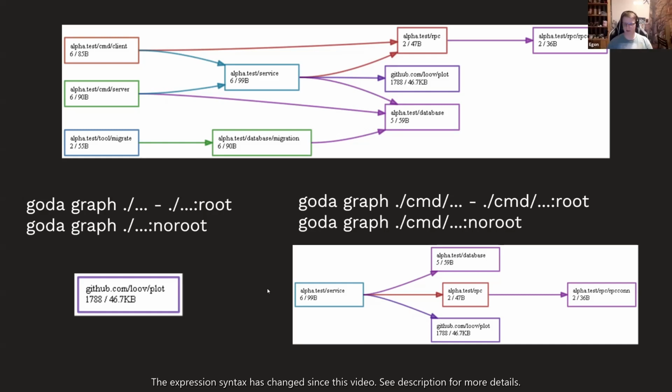And of course, you can start combining them. Like here, you can say, give me the command entry point dependencies, right? Which effectively selects your dependencies, but without the command entry points. Make sense?